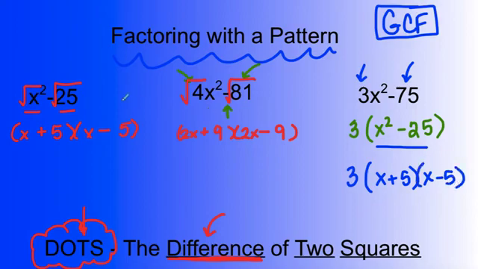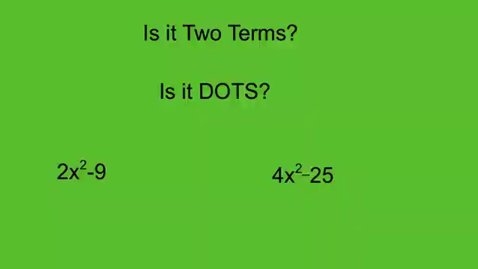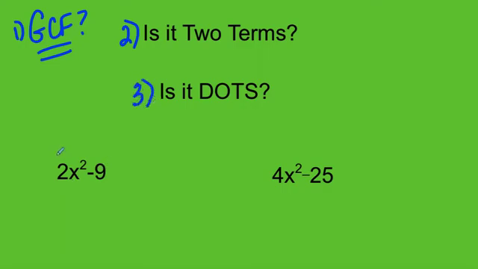All right, so using dots is a really, really easy expression, but we want to go through the process every single time. So first, see if there's a GCF, okay? That should be step 1. Step 2, is it two terms? If it's two terms, is it dots? Meaning, is the first term a perfect square? Is the last term a perfect square? And are they being subtracted?